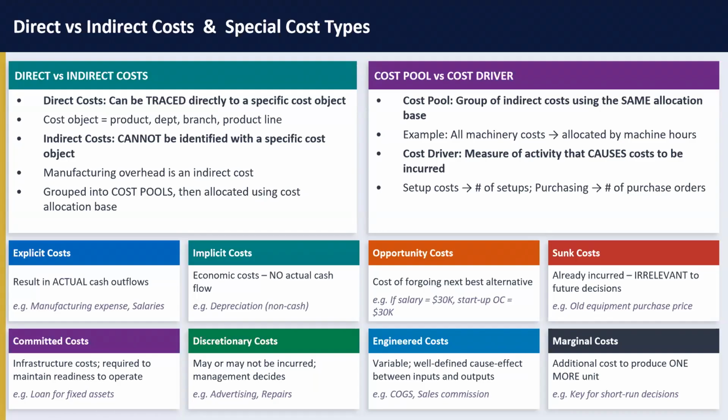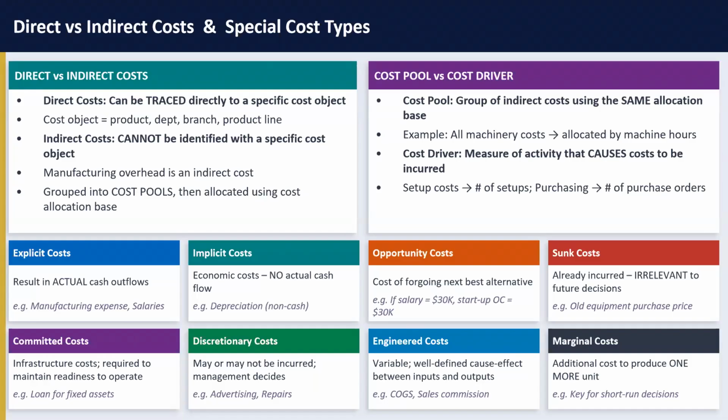Next up, we have engineered costs. So what are these engineered costs? How to identify them: they will have a cause and effect relationship between the inputs and the outputs. A very well defined cause and effect relationship will be present. So if you find any costs which have a proper cause and effect relationship, then that will be your engineered cost. For example, cost of goods sold and sales commission. The more sales units you have, the greater the sales commission you need to pay. There is a cause and effect relationship. Such costs will be engineered costs.